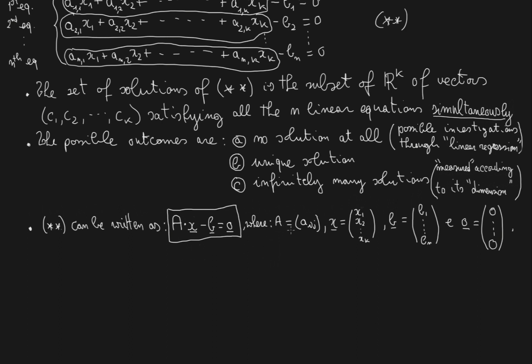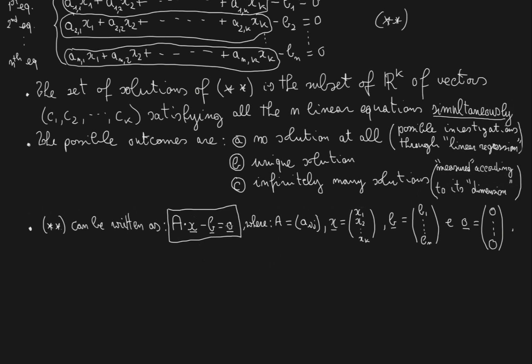So capital A is the matrix I mentioned before, whose coefficients are the aij's of the coefficients of the system. X is a symbolic column vector whose entries are the symbols x1, x2, and so on to xk. B is an honest vector in Rn, whose coefficients are the numbers b1 through bn. And 0 is simply the column vector with n zeros written in a column.